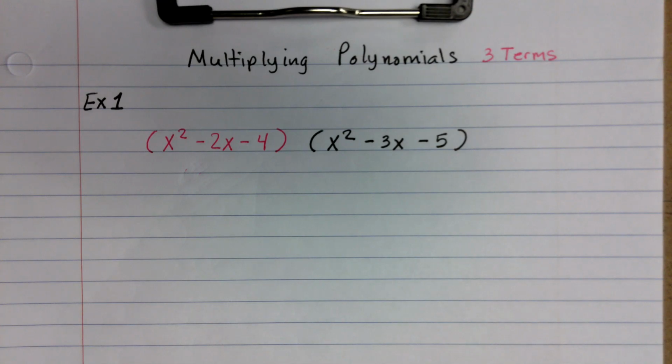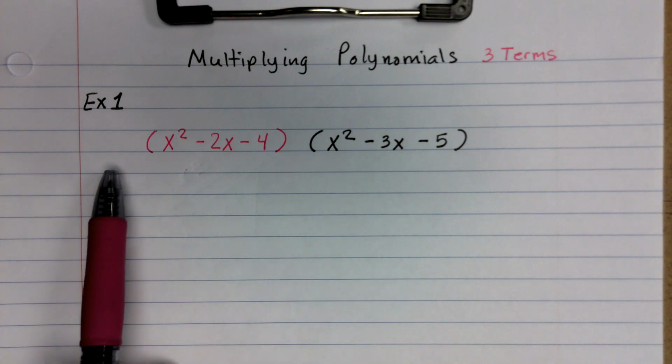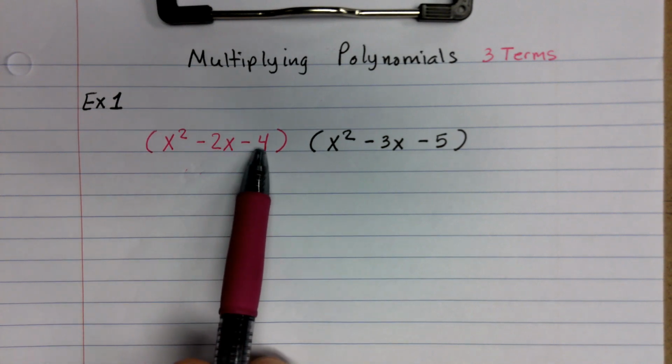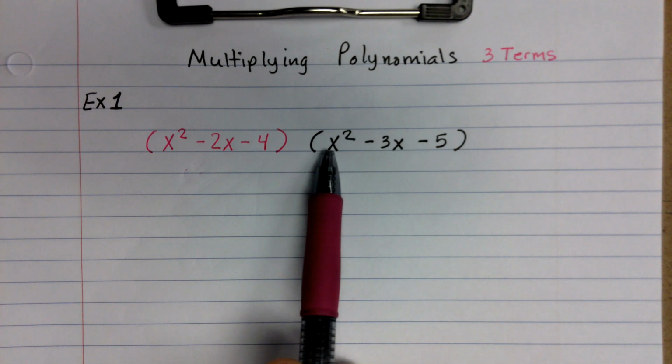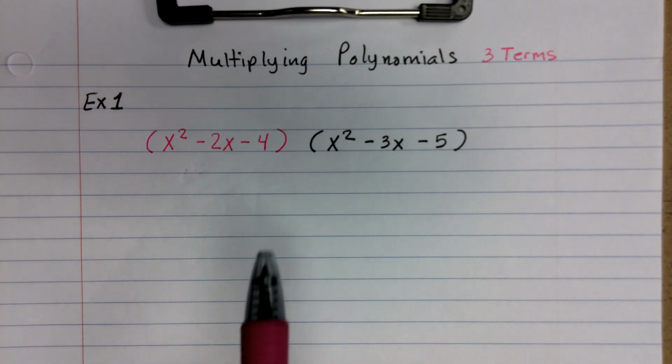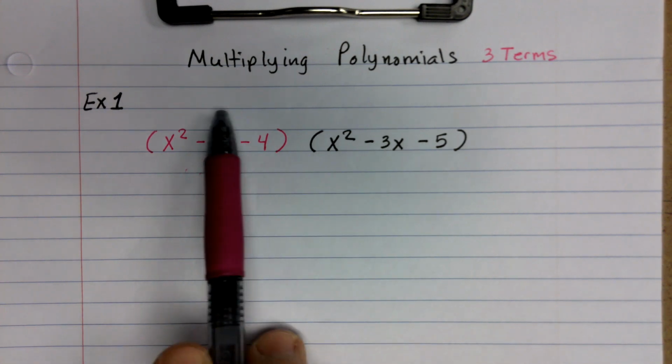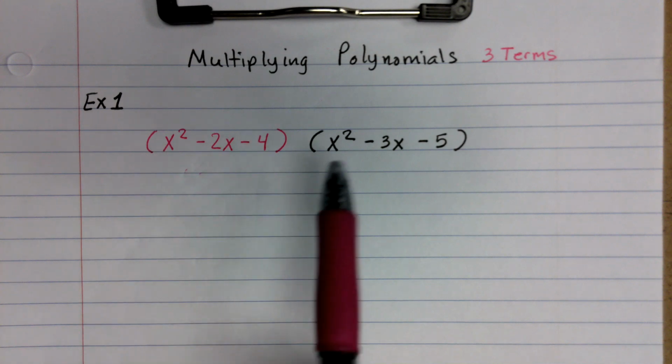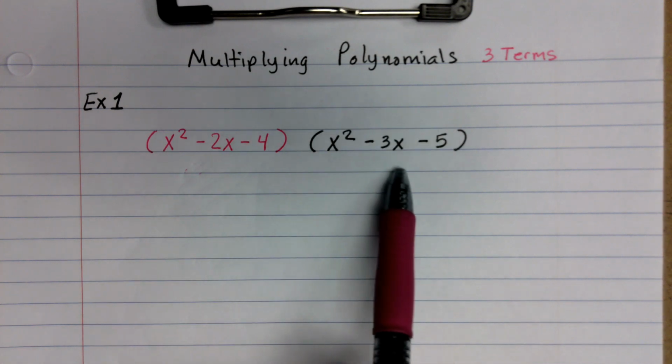In this video, I'm going to give an example of how to multiply polynomials when they have three terms. So notice we have this expression on the left that has three terms, and we have an expression on the right that has three terms. And they're both in parentheses, which means that we want to multiply everything in this set of parentheses to everything in the second set of parentheses.